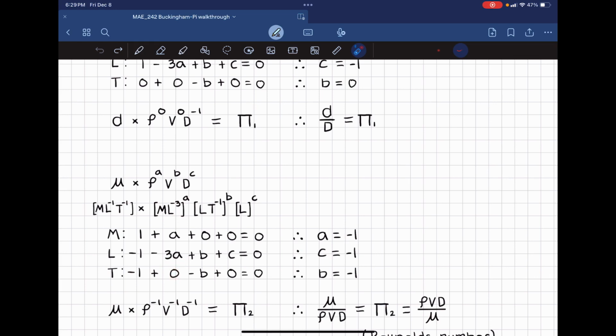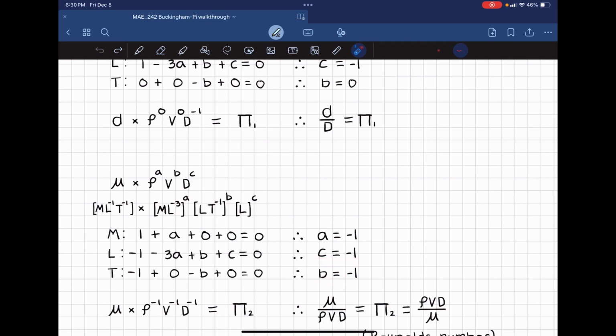Now we'll do the jet speed term V. V does not have an M term, so that's going to be 0. V does have an L, power 1, so that's going to be plus b. And it does have a T, power minus 1, so that's going to be minus b. And then finally, the capital D, that's going to be L, power c. We don't have an M, so that's 0. We don't have a T, that's 0. And that's going to be plus c. Now, same thing, we write these all equal to 0, and we solve for our unknowns. In this case, a is going to be minus 1, c is going to be minus 1, and b is going to be minus 1.